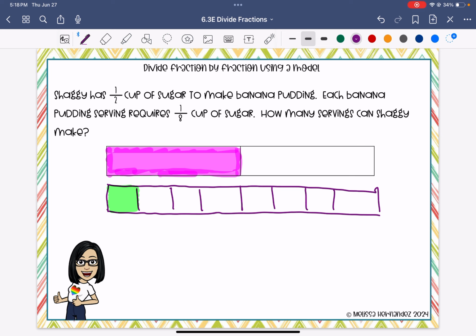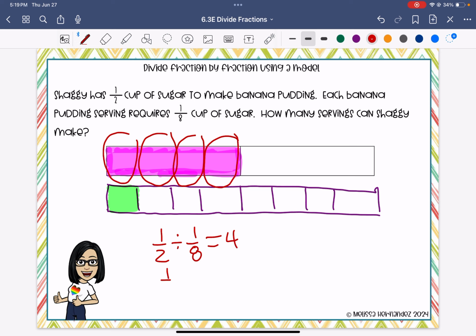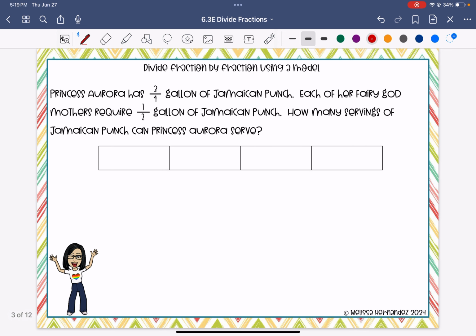Now, when it's right underneath it, hopefully you can see that you would get a total of 4 groups or 4 servings. So if you want to see it algebraically, it was really our standard algorithm. 1/2 divided by 1/8 is equal to 4. Now the way you actually solve it is you multiply by the reciprocal. And when you multiply, you just flip the second, which is the reciprocal, multiply straight across, which becomes 8/2, which simplifies to 4.